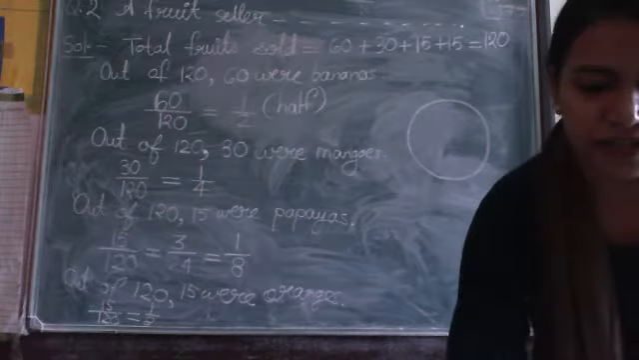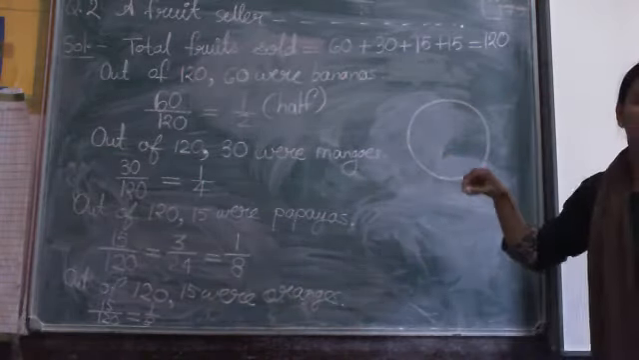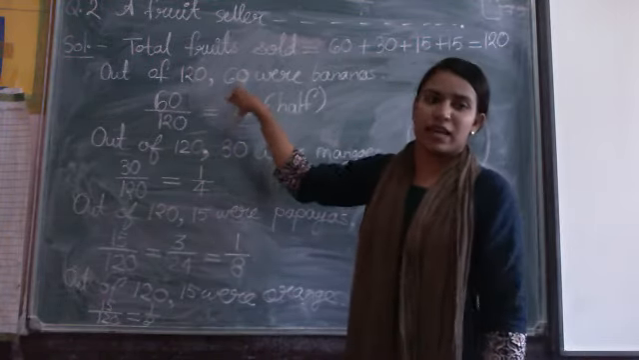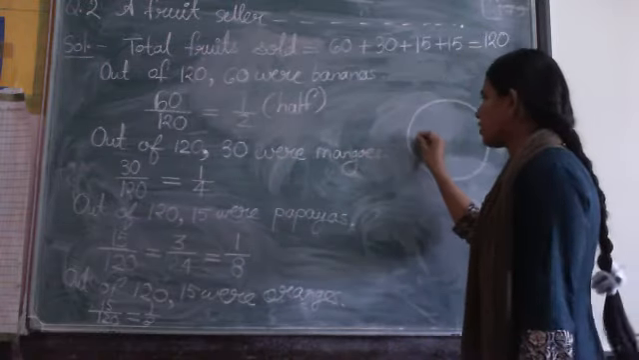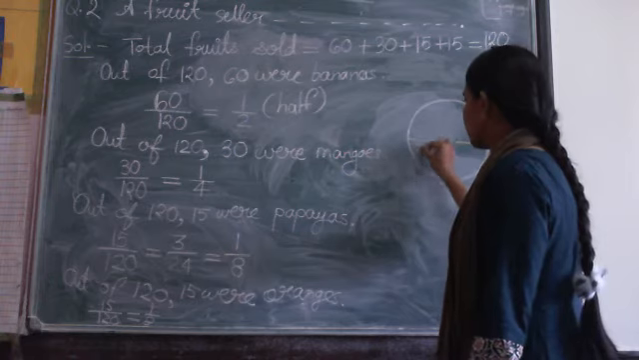Now half part is showing banana. Half part of the circle is showing 1/2, which means half, right? And 60 were bananas. So half part of the circle is showing what? Banana. It is showing banana.